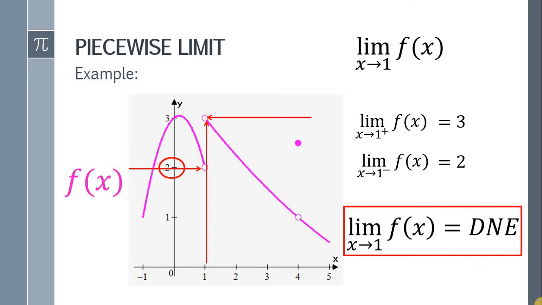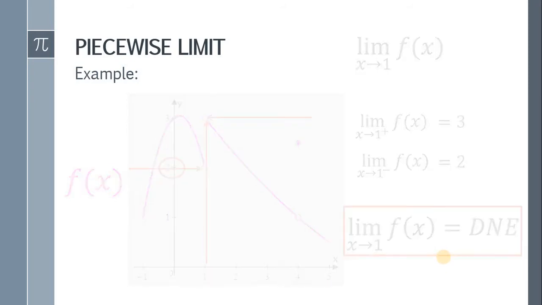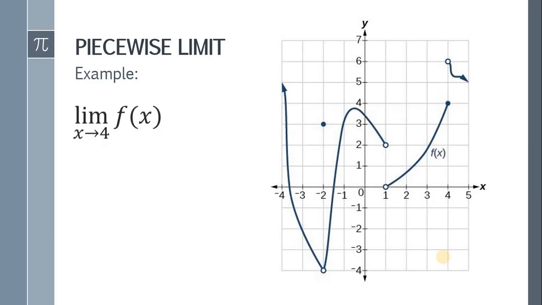So, in short, napakadaling kuhanin ng limit ng piecewise function kung alam natin yung graph. Okay, so let's have some example. So una, we need to find the limit of f of x as x approaching to 4. So asan yung 4? Ito yung 4 ng x-axis.